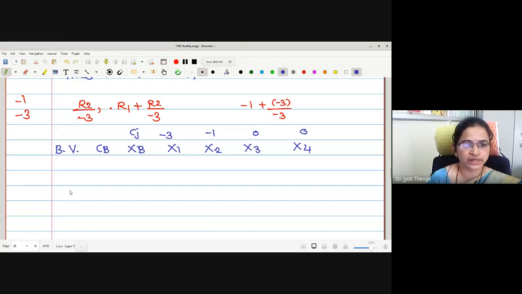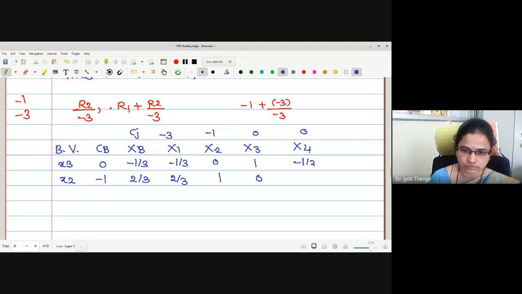After doing this, the table is: first variable x3 as it is, second variable is now x2, cost of x2 is minus 1, and the XB column we were getting is minus 1 by 3 and 2 by 3. This is minus 1 by 3 and 2 by 3. No doubt this is 0, 1. I think everyone can do the row operations very easily, keeping aside the calculator. Okay.